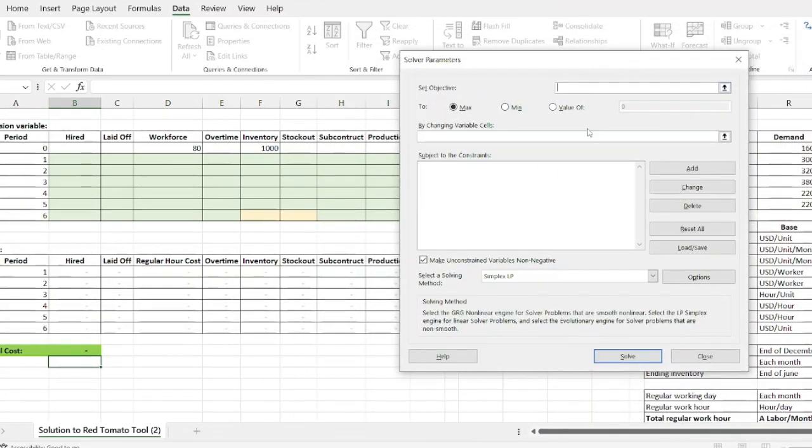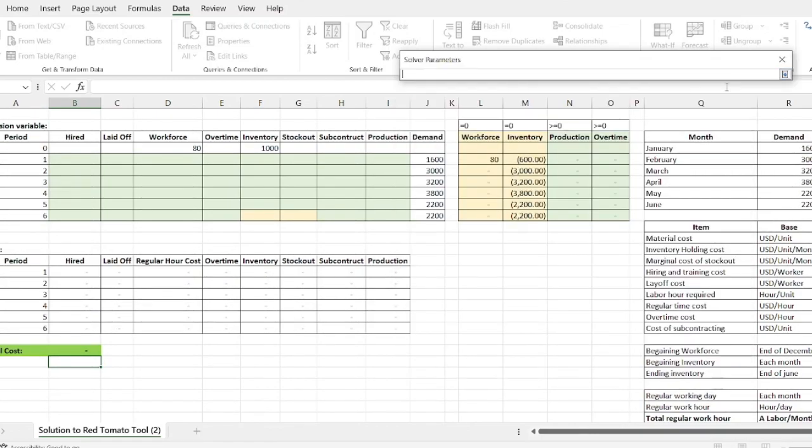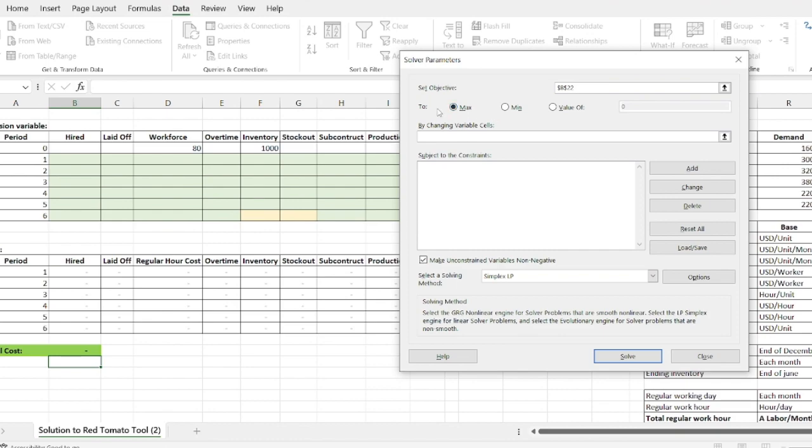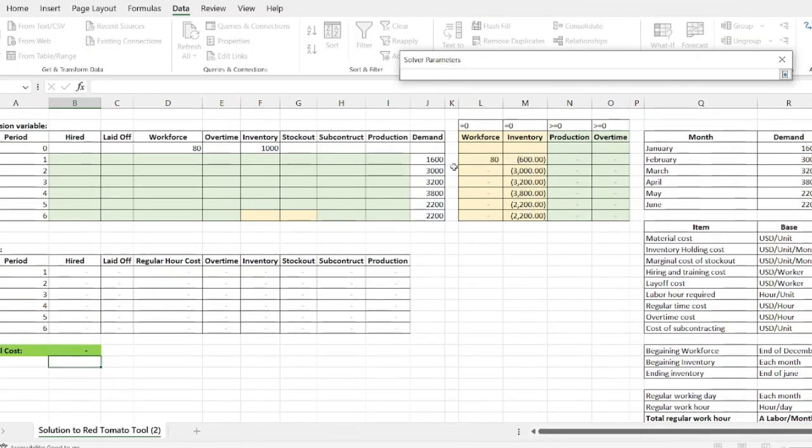Here it is telling me to set the objective. My objective is what? To reduce this cost. This is the total cost, and my objective is to minimize this total cost. By changing what? My decision variables are here. Okay, these are my decision variables.